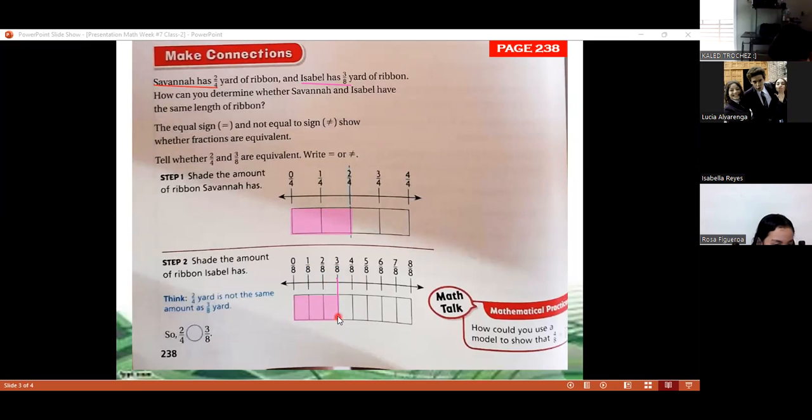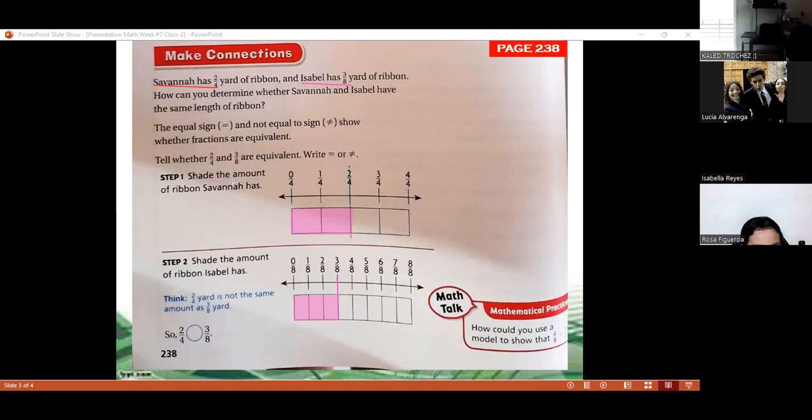If you use your pencil and put the pencil in your book, you can see it here. The 3 out of 8 is less than the 2 out of 4. Or if we draw a line, you don't have to draw this line, just as a representation. See here? It's less. Look at this, it's less. I have less for Isabel. It's less.